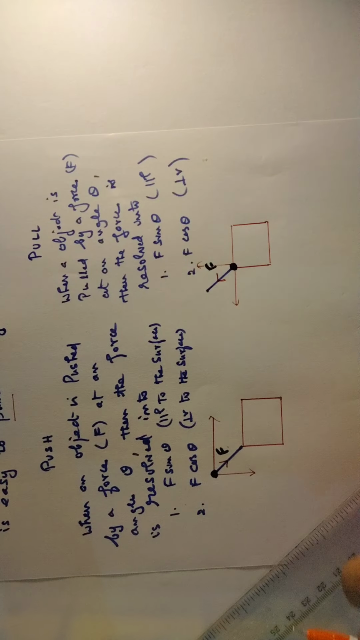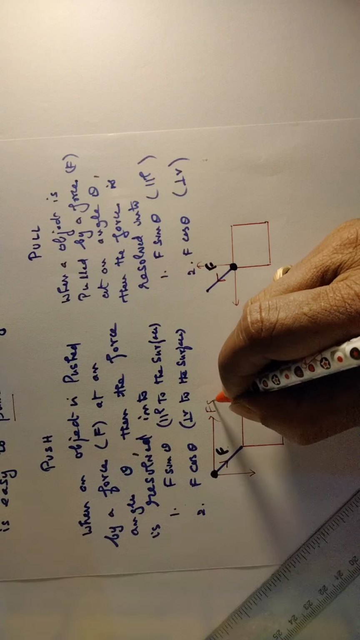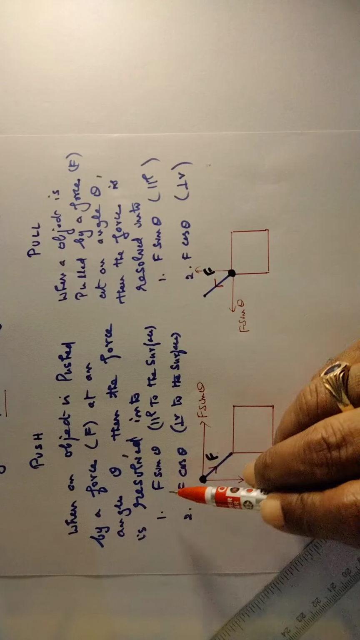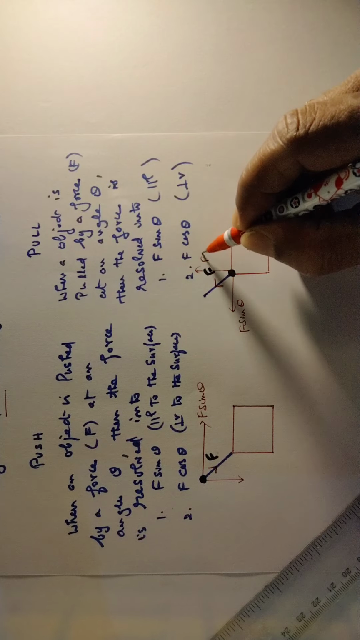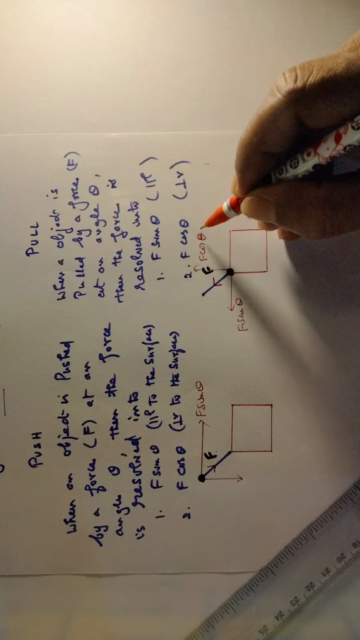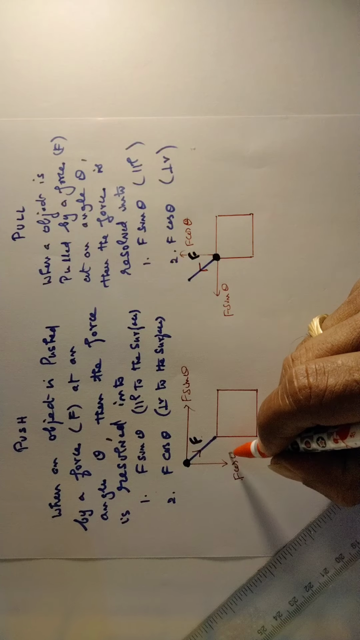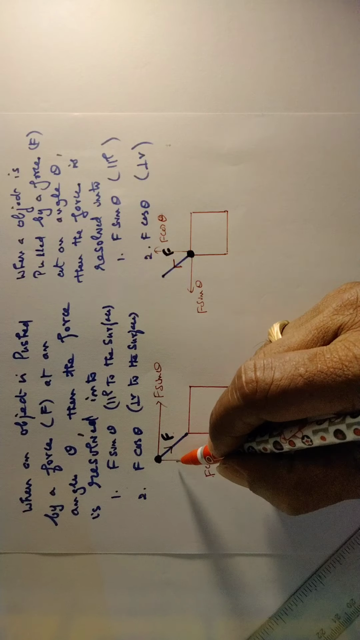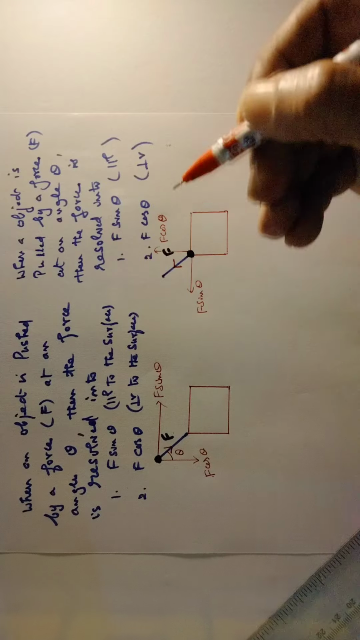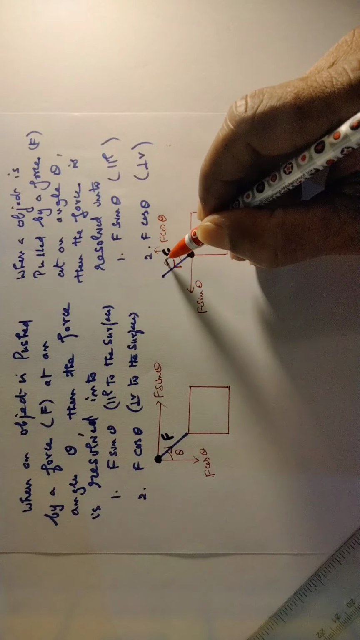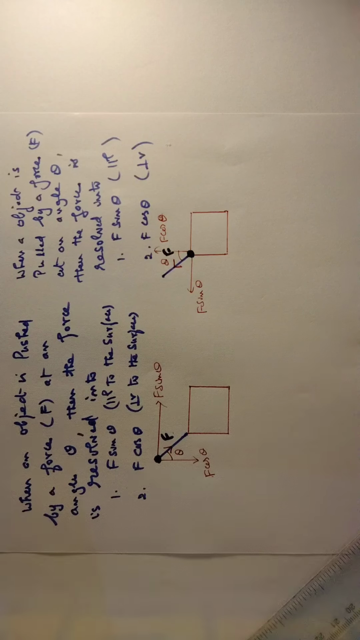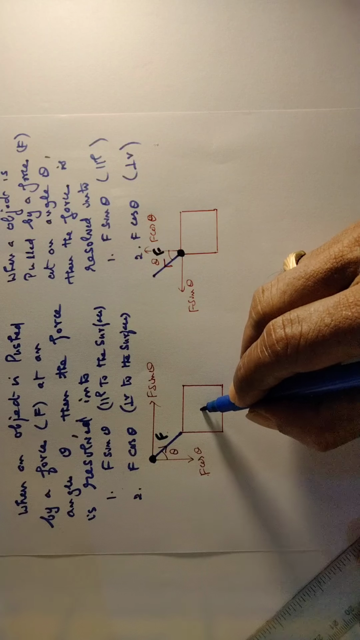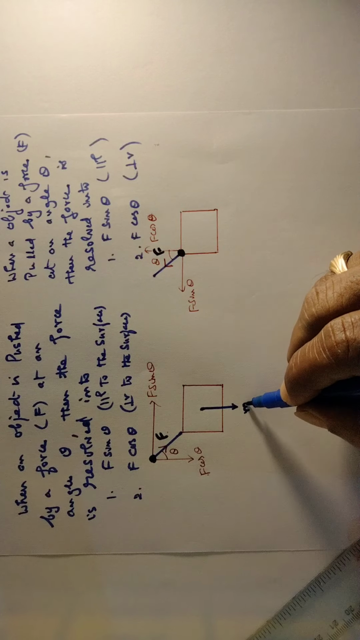Now here you can write this as F sin theta, horizontal component, parallel component, then F cos theta perpendicular to the surface. F cos theta is making an angle theta with the F. Now you can see here the body is having a weight or mass m into g. This weight is acting down.